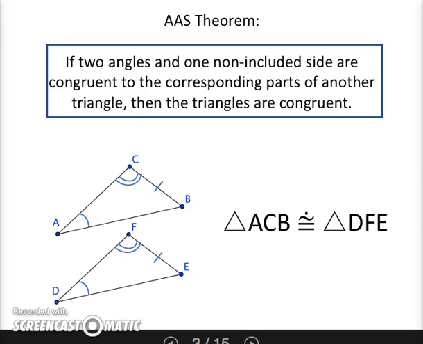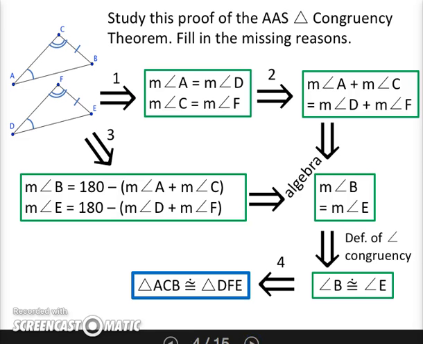First of all, the AAS theorem. If two angles and one non-included side, this side is not included between these two angles, are congruent to the corresponding parts of another triangle, then the triangles are congruent. So triangle ACB is congruent to triangle DFE. Study this proof of the AAS triangle congruency theorem and fill in the missing reasons.